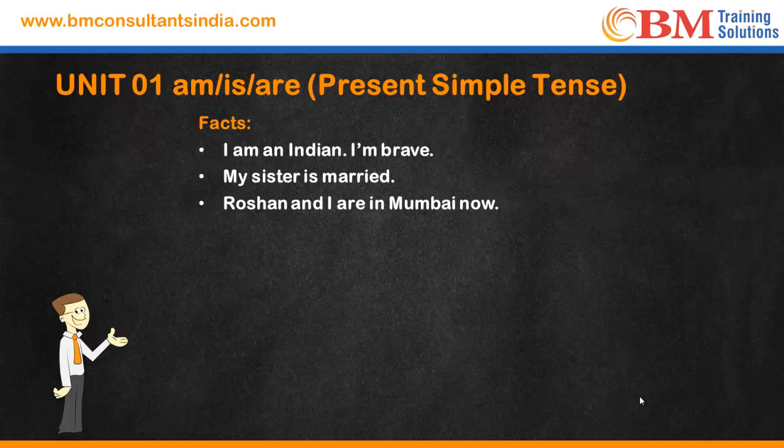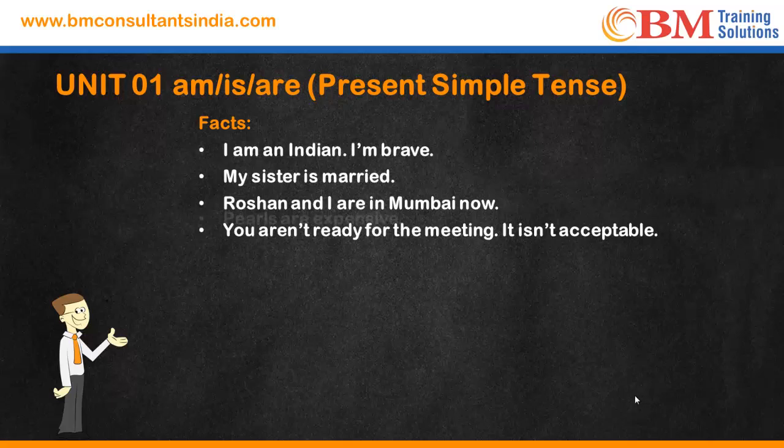Roshan and I are in Mumbai now. For Roshan and I, we'll use we. With we use are. We are in Mumbai now. Roshan and I are in Mumbai now. You are not ready for the meeting. It is not acceptable. With you, we will use are in a positive statement. In a negative statement, we'll say you are not. With it, in a positive statement, we'll say it is. In a negative statement, we'll say it is not. It is not acceptable.